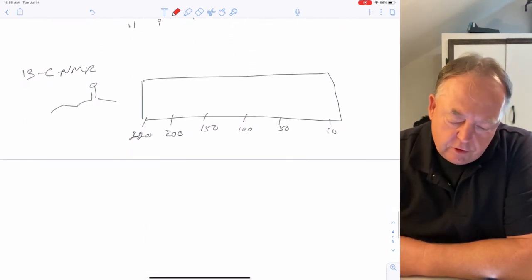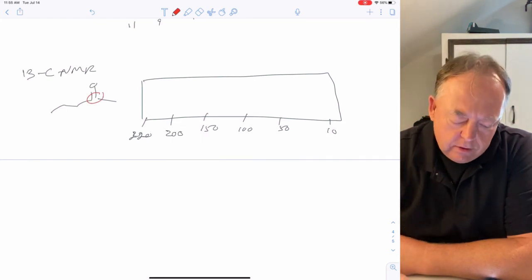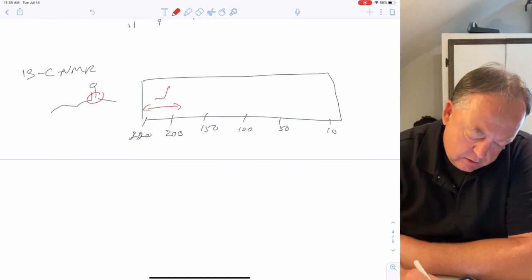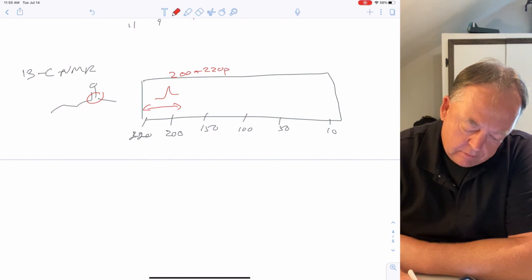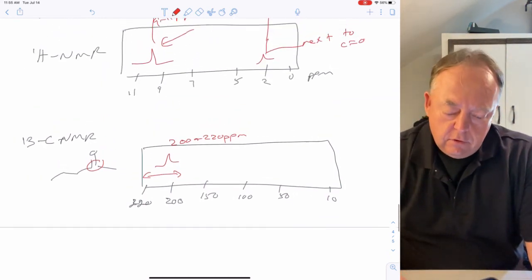And then in carbon-13 NMR, the most characteristic signal would be the C double bond O carbon. If you remember where that is at, that is between 200 to 220 ppm typically. Okay, that's it for chapter 18.